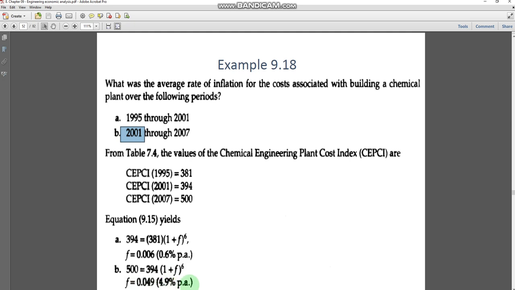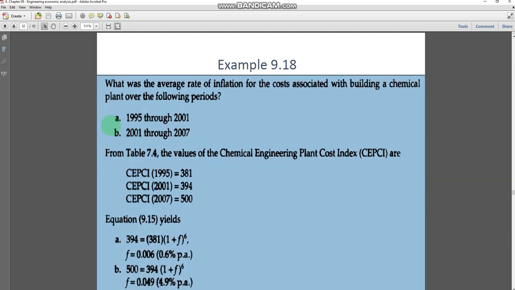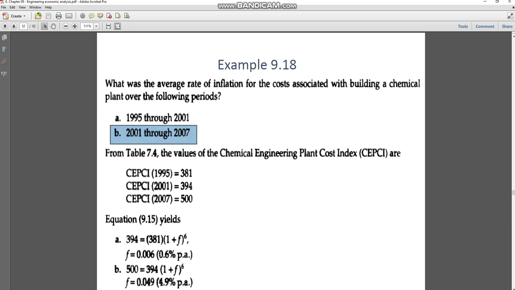Okay, so what we see here is that during this time, 2001 to 2007, the inflation was very high, which may be around 5%. However, in the years 1995 to 2001, the value for the inflation is very low. So this is how we can compare the inflation between different years, and that would definitely impact the capital or the purchasing value for any plant.